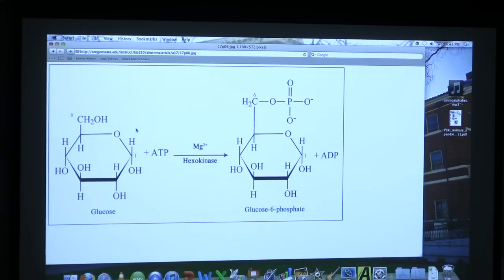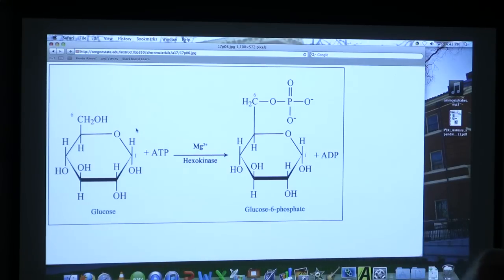Okay. First reaction. Reaction number one of glycolysis, glucose plus ATP is giving us glucose 6-phosphate plus ADP. There's the phosphate. That's position number 6. The enzyme that catalyzes this reaction is called hexokinase.